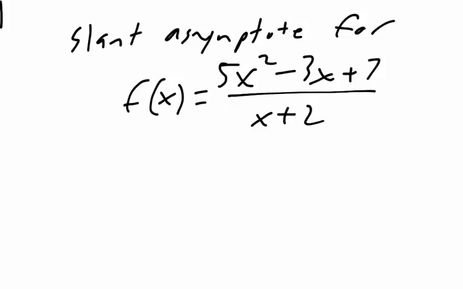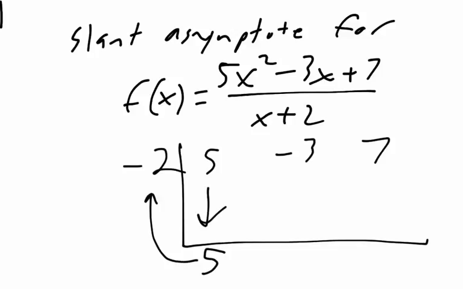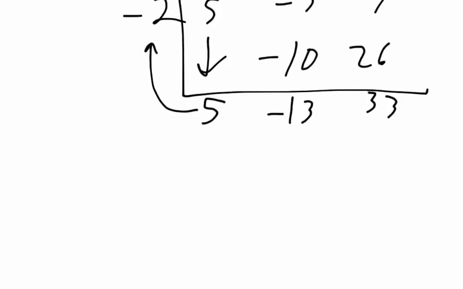Alright, for example number 3, we're asked for the slant asymptote of this equation where I'm going to divide 5x squared minus 3x plus 7 divided by x plus 2. And so what happens is we bring this number straight down. 5 times negative 2 is negative 10, which is negative 13. Negative 13 times negative 2 is 26, plus 33.